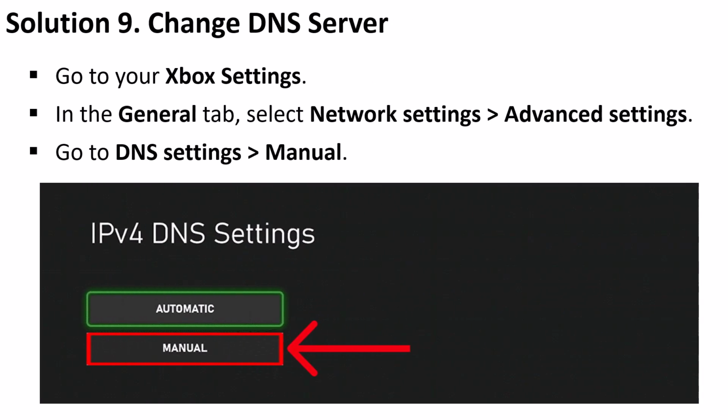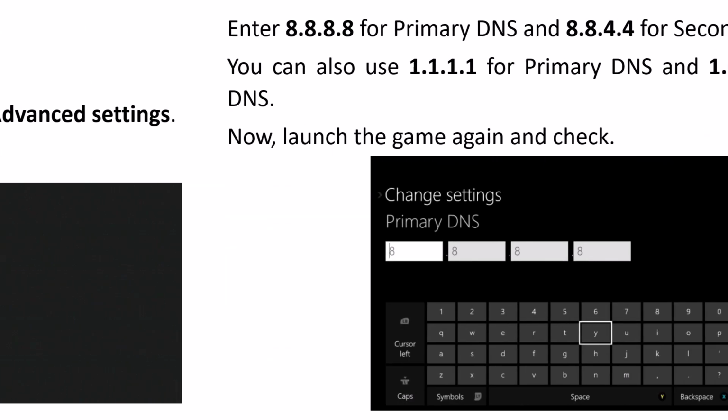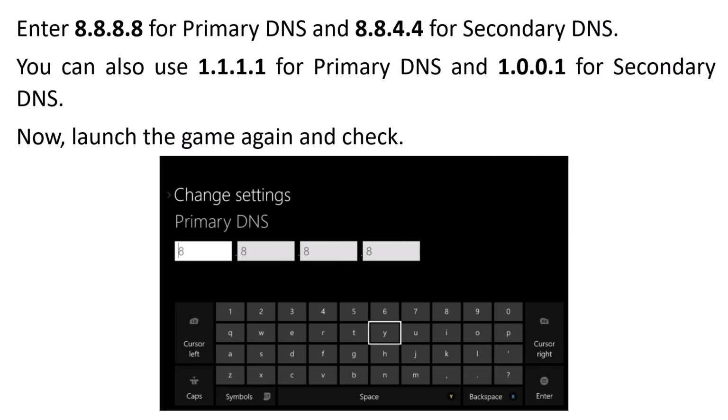Solution 9 is to change DNS server. So go to your Xbox settings, in general tab select network setting, advanced settings, go to DNS settings, manual. Now in the primary DNS enter 8.8.8.8 and in secondary DNS enter 8.8.4.4 and then save it and then you can go ahead, launch the game and check. Now if that doesn't work, then repeat the process and this time in the primary DNS enter 1.1.1.1 and in secondary DNS enter 1.0.0.1 and then save it and then again go ahead, relaunch the game and check.